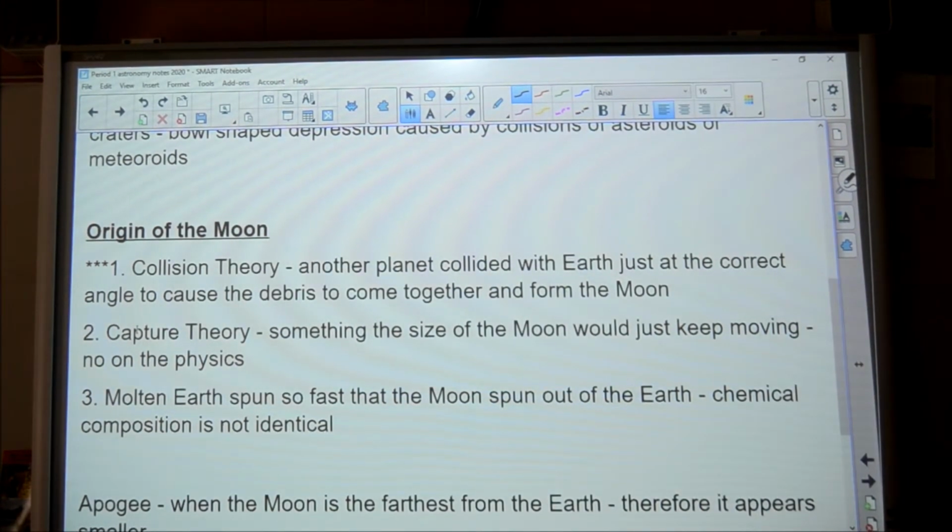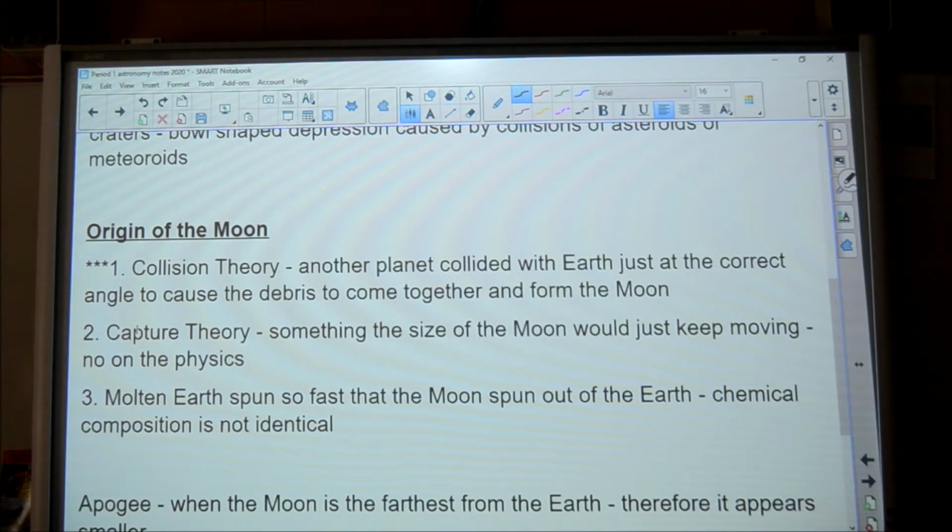And the third one is molten Earth was spinning so fast that that chunk of molten Earth actually spun out, and then it became the moon as it also cools. Whole idea is that if that was true, then the composition of the Earth should be identical to that of the moon, and it's not. So the best one that the scientists think is the collision theory. Hence you got the little asterisk next to it.